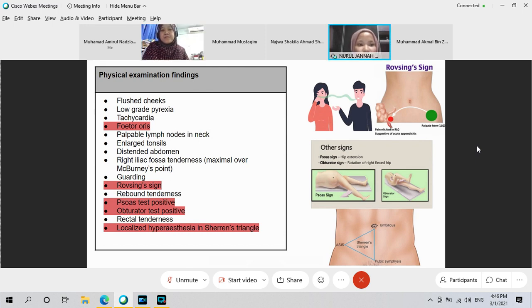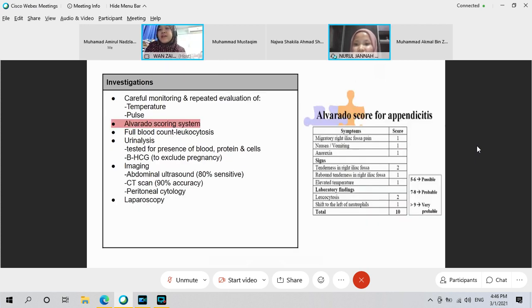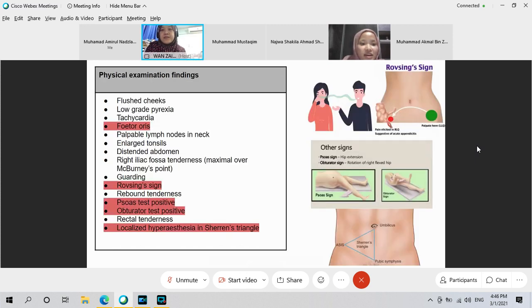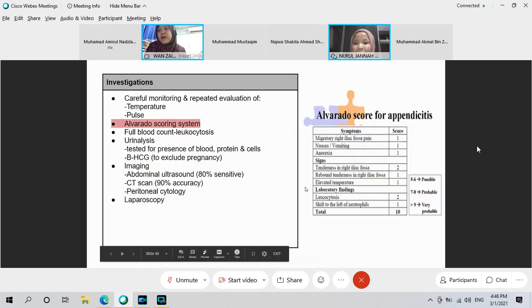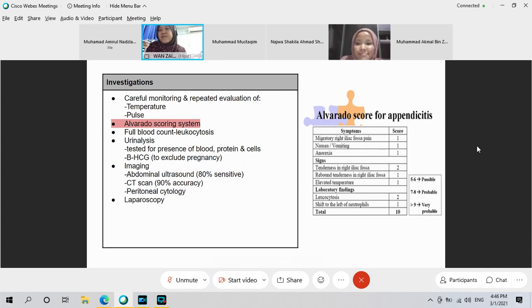Pyrexia. Pyrexia, right? Then what else? Pyrexia. Right iliac fossa tenderness. Okay. And rebound tenderness, right? Try looking back at the Alvarado. There is rebound tenderness. Why did you all not connect all this? Right?